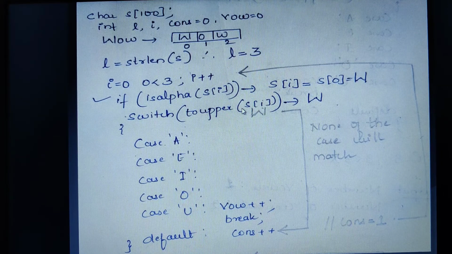Once converted to uppercase, we make an entry into the switch case. This W is compared with the case label A. Match is not found, so control goes to the next case. Match is not found here, and similarly not for case U. Since none of the cases match, the default statement will execute. We already know how the switch statement works. In default, the consonants get incremented; the previous value was 0, so now consonants becomes 1.